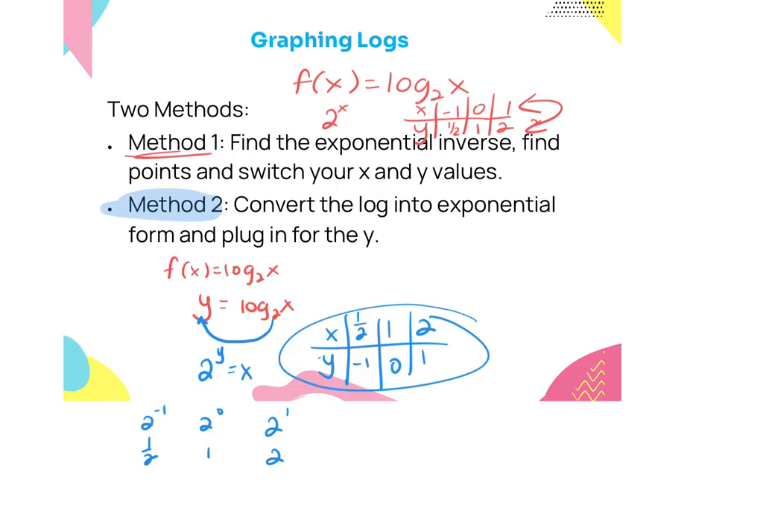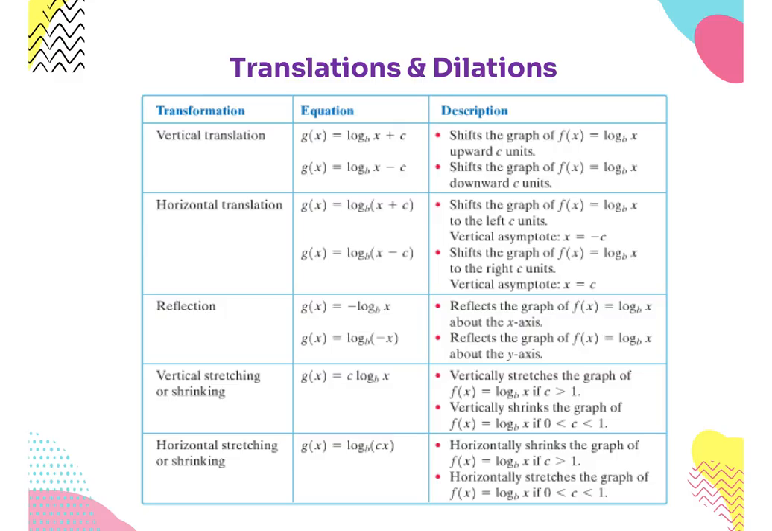All right. All the same translations and dilations that we've been doing the entire year carry over for logs. So a vertical translation is going to happen after. If there's parentheses, it happens outside the parentheses. If it's positive, it shifts up. If it's negative, it shifts down. A horizontal translation happens inside the parentheses, just like always.